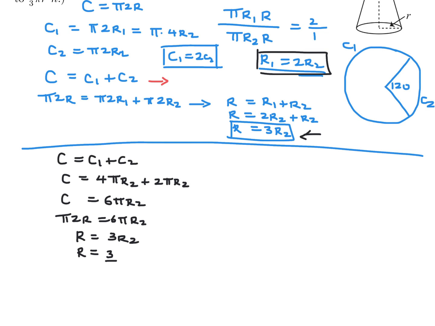r2 would be r1 over 2, right? So r1 over 2. 3r, yeah, that's correct. Okay, so I guess we got a little bit more done.